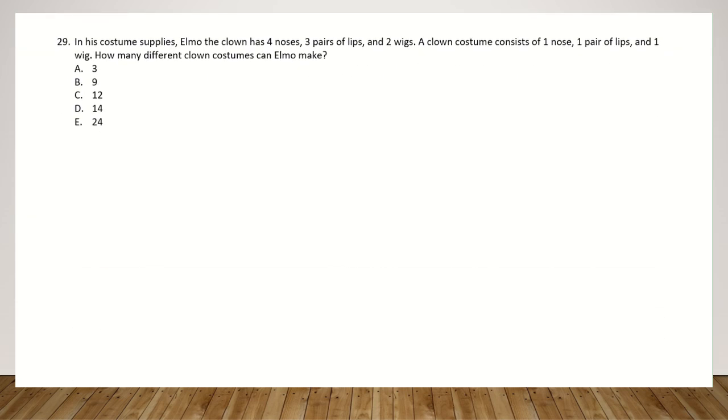Okay, in his costume supplies, Elmo the clown has 4 noses, 3 pairs of lips, and 2 wigs. A clown costume consists of 1 nose, 1 pair of lips, and 1 wig. How many different clown costumes can Elmo make? So we're doing a combination problem again. How many combinations of a nose, lips, and wig can he make? So we're going to use our fundamental counting principle again. We're going to pick a nose, lips, and a wig, and we're going to multiply the number of choices. So we have 4 choices for the noses, 3 for the lips, and 2 for the wigs. Multiply them together and we get 24.